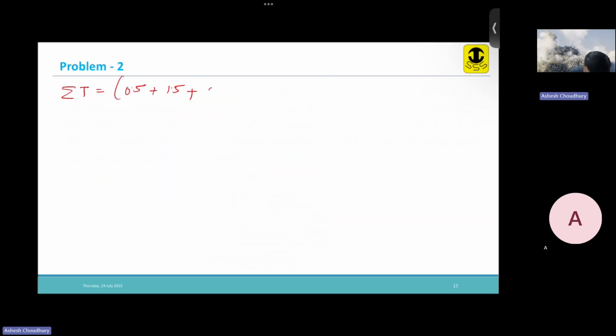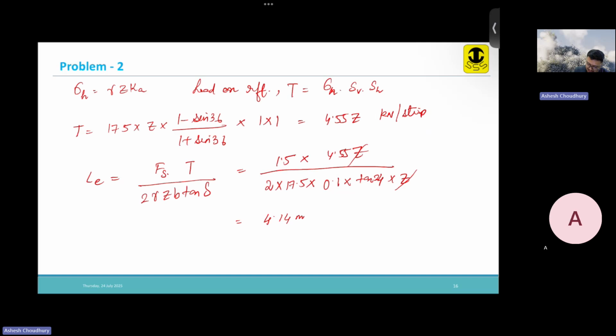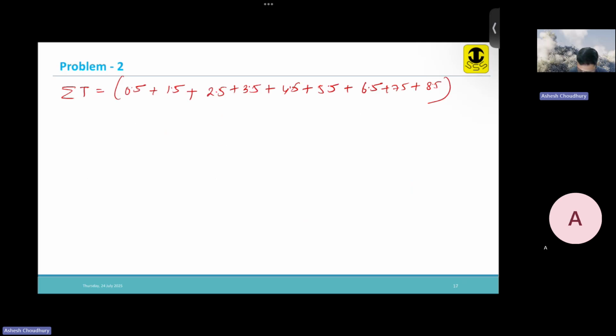Okay. Then we have 2.5, then 3.5, then 4.5, then 5.5, then 6.5, then 7.5, then 8.5. So these are the total Z. 4.55 times this total Z, if I do, that will give me the total load that is coming, right? Just back calculation you are doing. This will give me the total load that is coming.